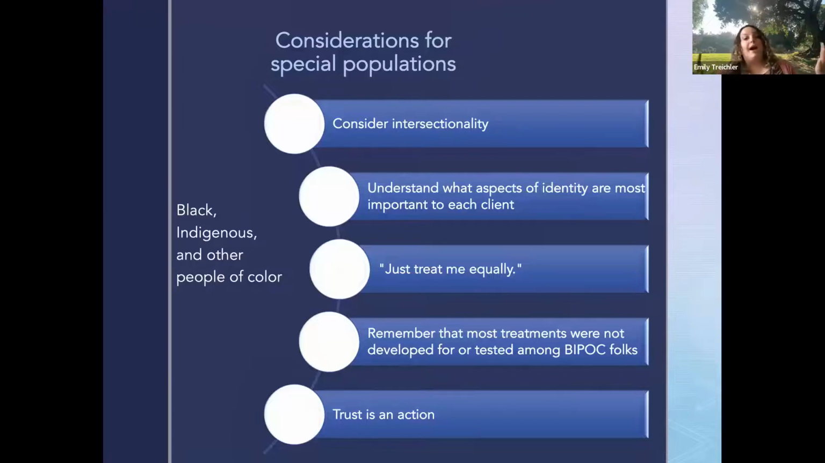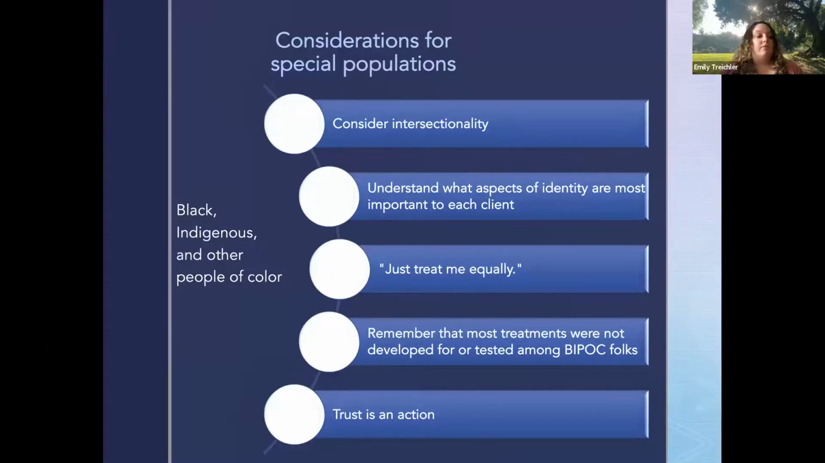Because two people who have similar demographics in kind of a form version may have very different values and very different levels of kind of alignment with different aspects of that identity. So some folks may really want their race or ethnicity incorporated into collaborative decision making, and others may not.